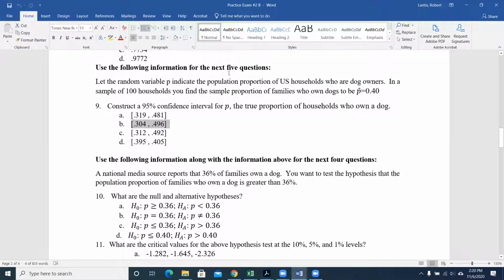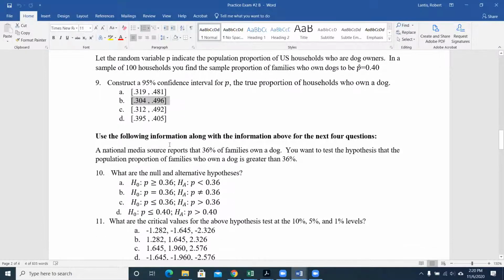So we're supposed to use this information for the next 5 questions, right? So we're using that sample proportion and sample size that we found. And now we're saying that some media source reports 36% of families own a dog. You want to test the hypothesis that the proportion of families who actually own a dog is greater than 36%.